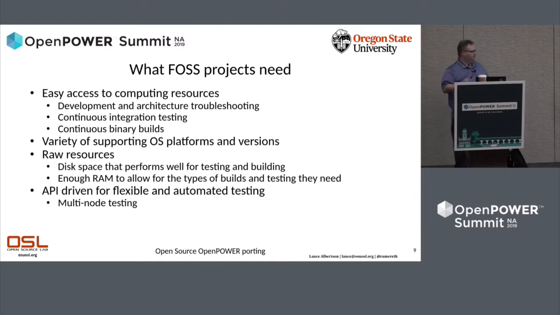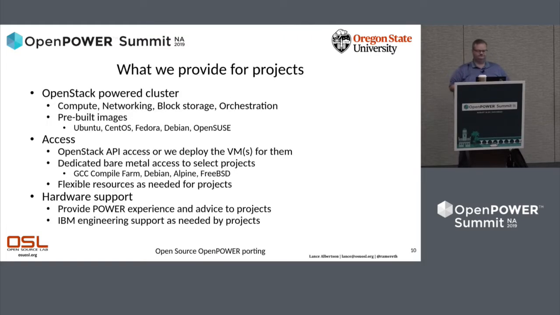And the last part, depending on the project, is having an API to be able to drive spinning up and spinning down instances for automated testing, which can be really important. Not every project needs that, but it can be really useful for doing multi-node testing, for example, if you wanted to test between two different nodes. So we knew that going in.